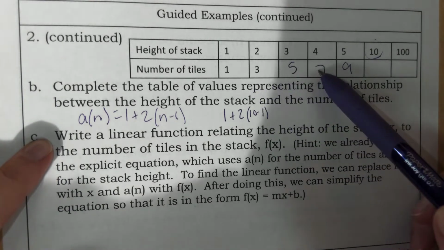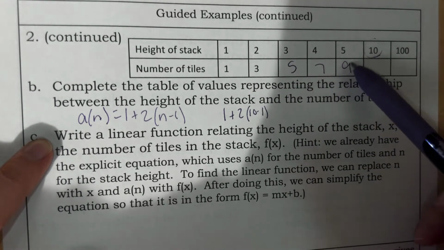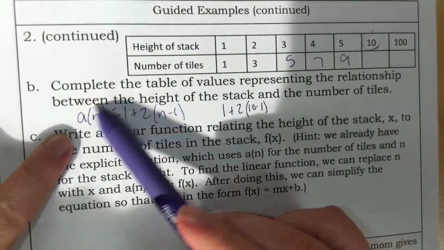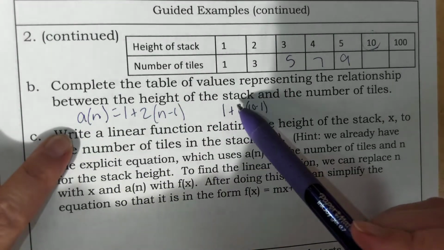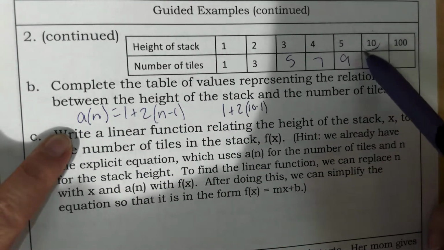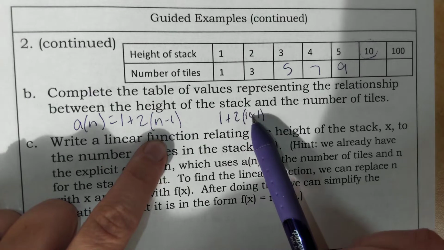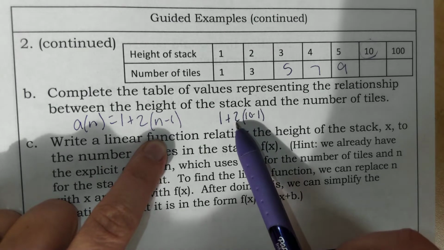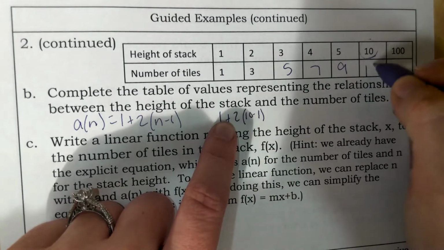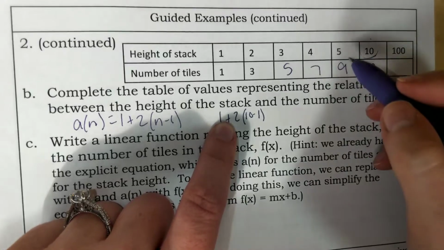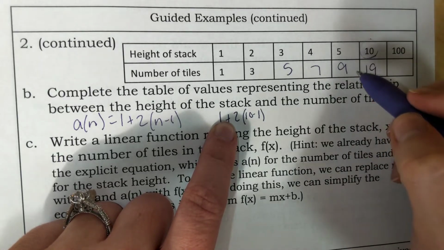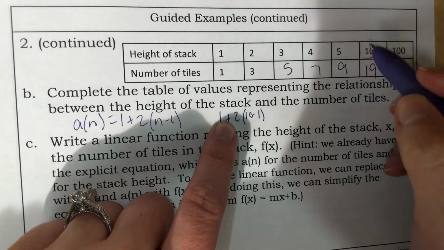So we had already filled in part of this. I can add 2 more to find this one. And so now I'm going to use this equation that we just talked about to find how many would be in the stack if it's 10 high. So I would do 1 plus 2 times 10 minus 1. Well, 10 minus 1 is 9. 9 times 2 is 18. Plus 1 is 19. And so without having to count, the next one, 6 would be 11, 7 high would be 13, and so on.